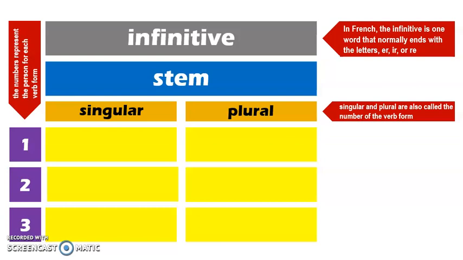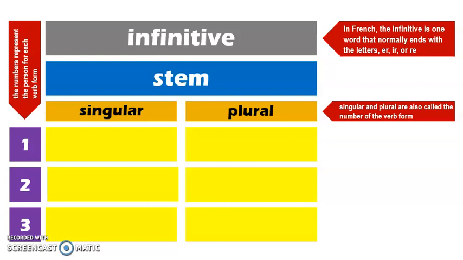In French, the infinitive is one word that normally ends with the letters ER, IR, or RE. These are the three verb families in French. And they're called ER, IR, and RE because those are the letters that the infinitives end with. Now, ER verbs are the largest family of French verbs. Over 80% of French verbs are ER verbs. RE verbs are the smallest family of French verbs. Their infinitives end with the letters RE, and then finally, right in the middle, we have our IR verbs, and those are the infinitives that end in the letters IR.